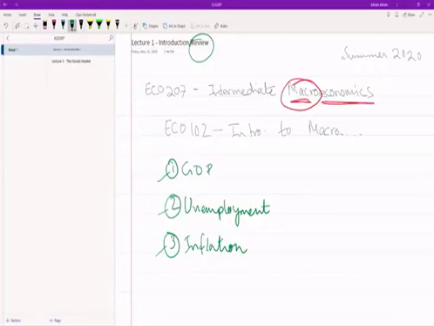But if it does not, what I'm going to request all of you is to go back to your ECO 102 notes, revise a bit more, and make sure that you're really ready for the next lecture.